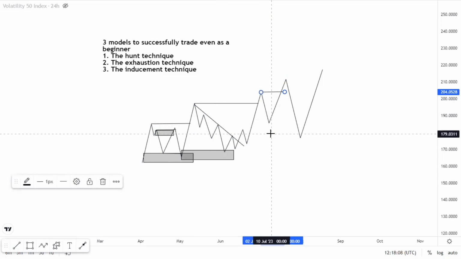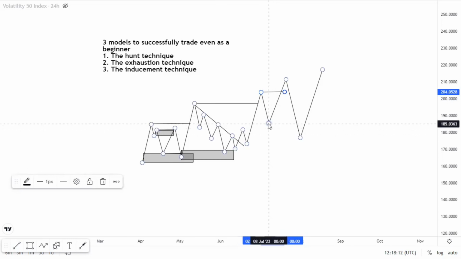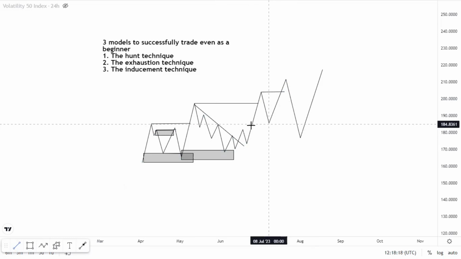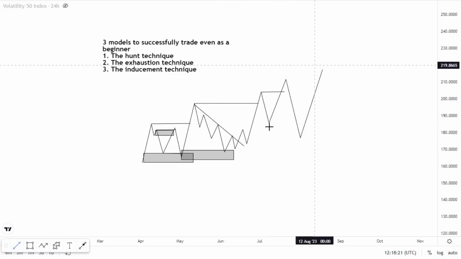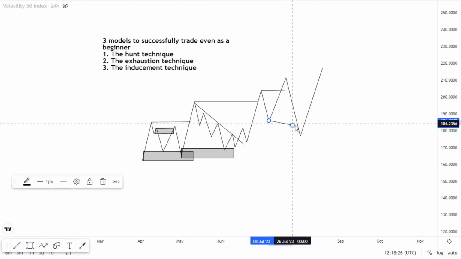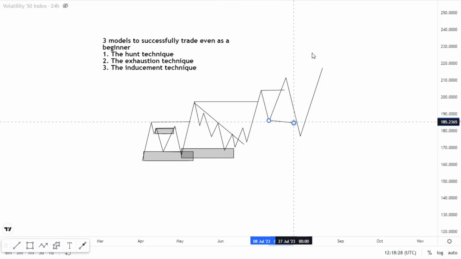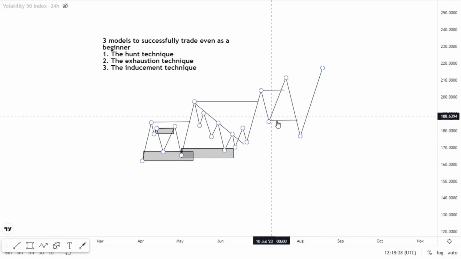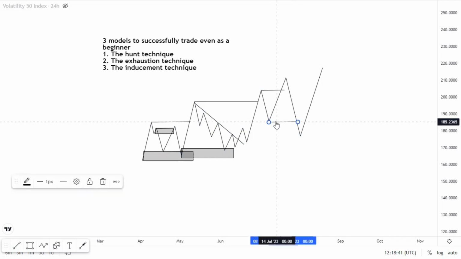If you've not watched my video on inducement, kindly check it out. This low is the secondary inducement. Why? Because we did not even get to our demand area. The market just got in between somewhere and then made a continuation to the upside, to break structure to the upside. This is the third model you should look out for if you want to trade in the financial markets. Look out for this third model.